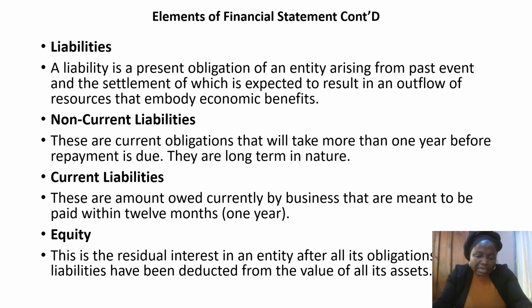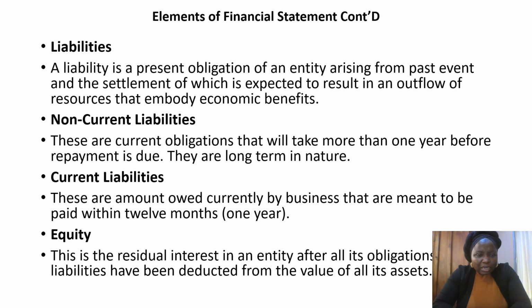And in settling such, it will require that there is an outflow of resources from the organization. The difference between liability and asset is that asset brings additional economic benefits to the enterprise, whereas liability takes out of the organization economic embodied benefits. Asset brings in more or additional benefits, while liability takes resources or benefits out of the enterprise. That's the difference between the two of them.